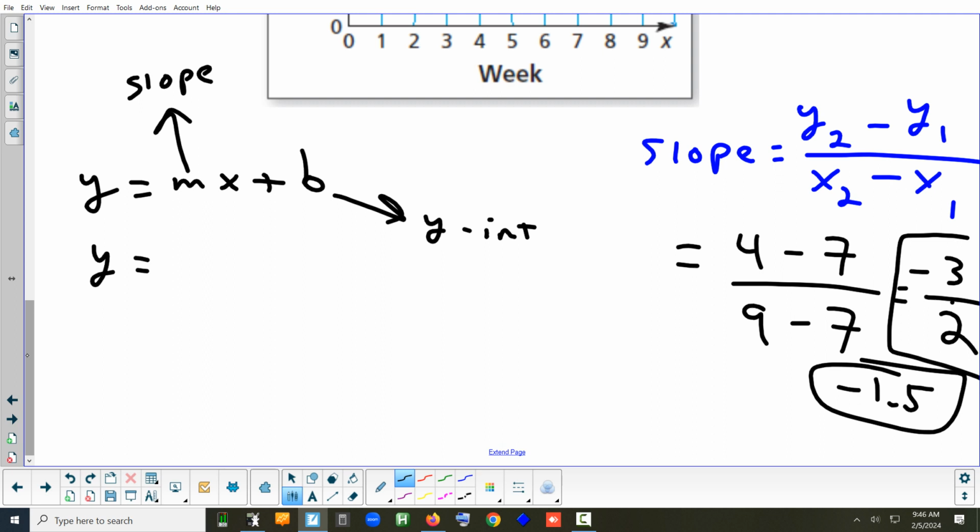Okay, so y equals... What did we get for a slope? Yeah, we got negative 3 over 2. And what goes next to it? X. And what did we get for a y-intercept? Plus 19. So that's fine. Or what's negative 3 divided by 2? Yeah, we could also write it as negative 1.5. We normally don't write slope as a decimal, but in this case, I think it'll help you to figure out what's going on.